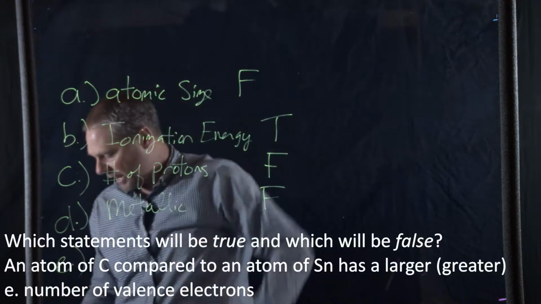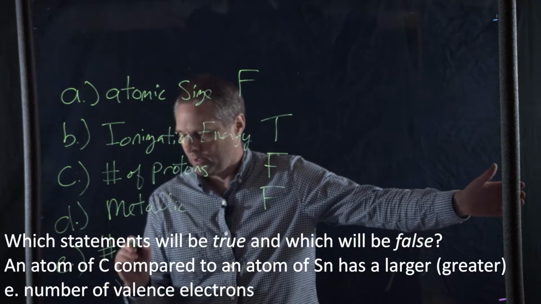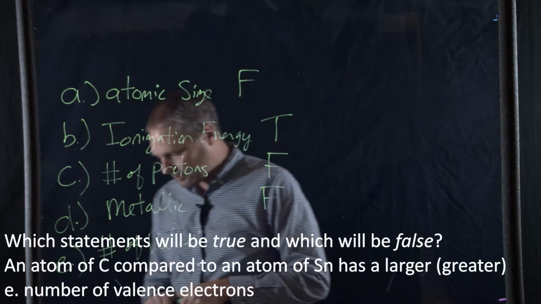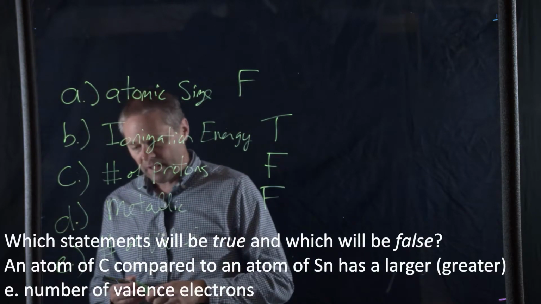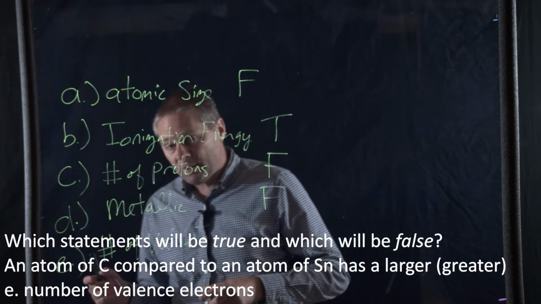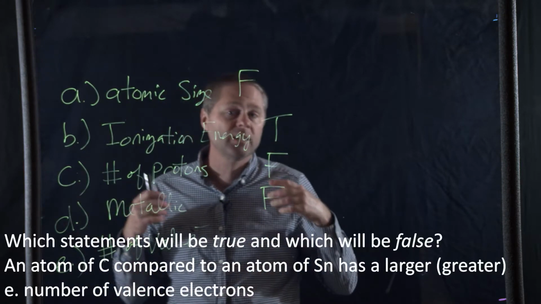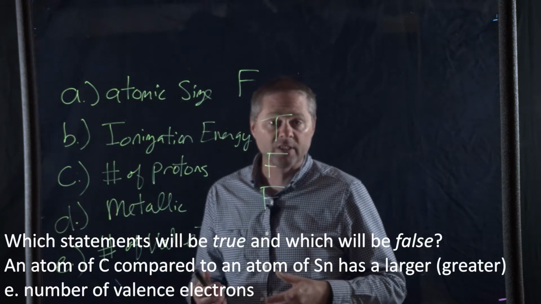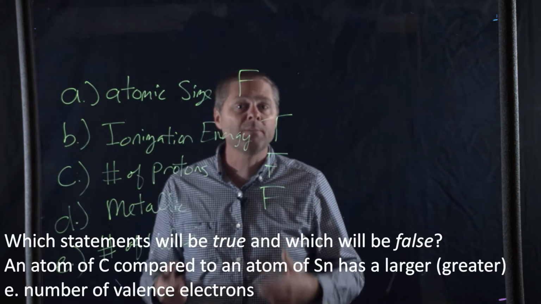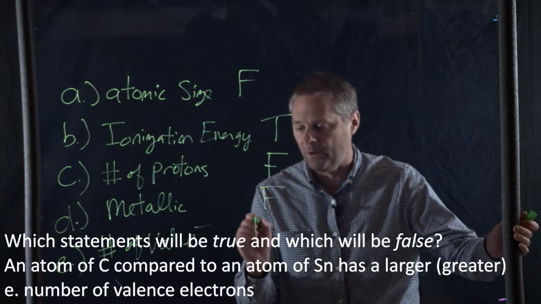And lastly, what we have is the number of valence electrons. Well, the number of valence electrons is indicated by whatever column it's in. Since carbon and tin are in the exact same column, they're going to have the same number of valence electrons. They will not have the same number of electrons, but they will have the same number of valence electrons because they're in the exact same column. And so this happens to be false.